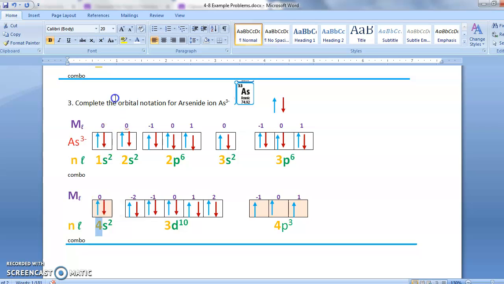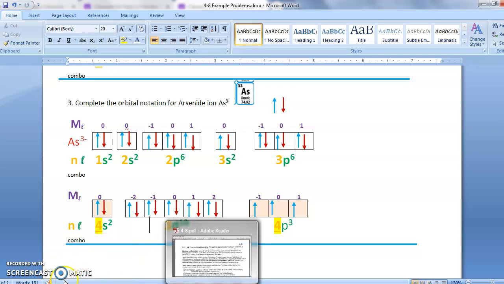My biggest number here in front of any of the sublevels, if we look, is 4. My biggest number is 4. I have a 4 here and a 4 here. So my valence electrons for this thing are both in the 4s and in the 4p. I have 2 in the 4s, 3 in the 4p, for a total of 5 valence electrons.